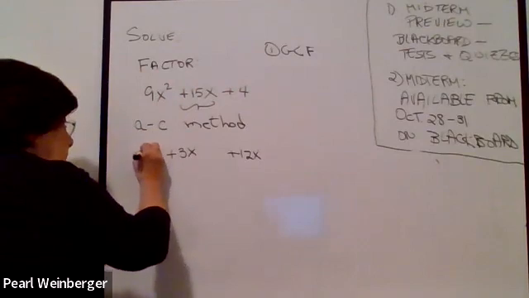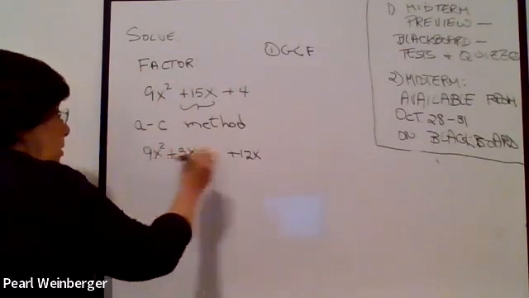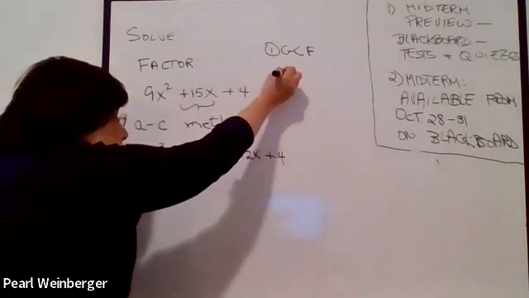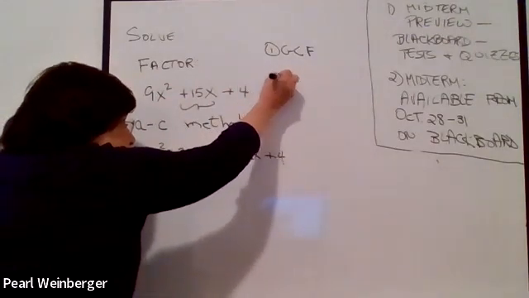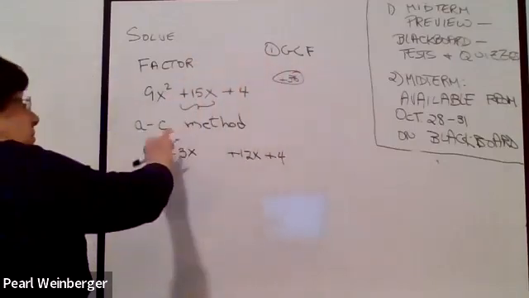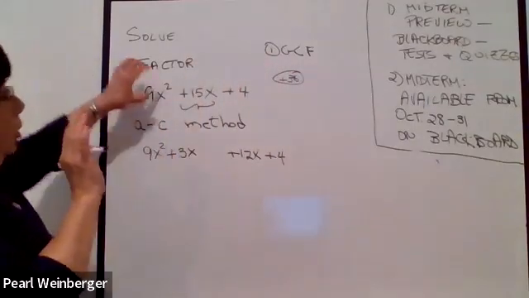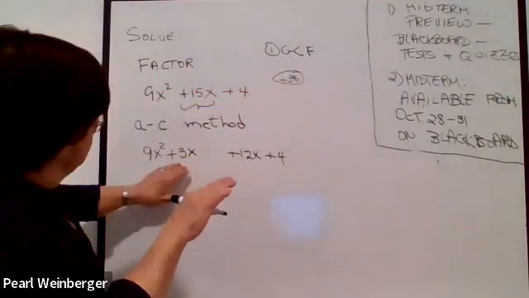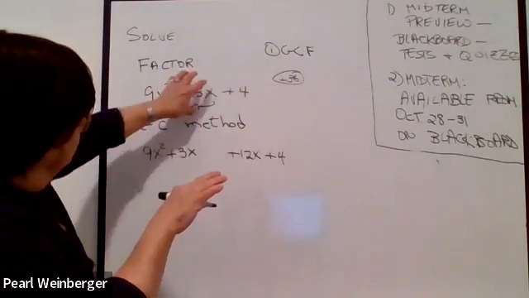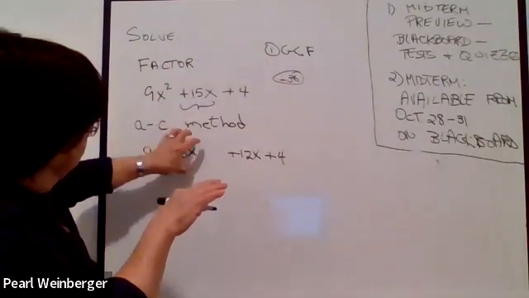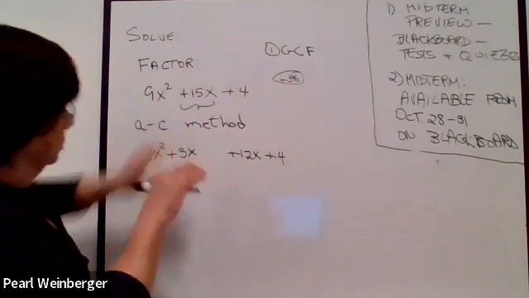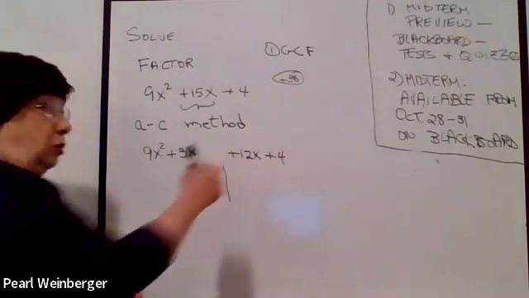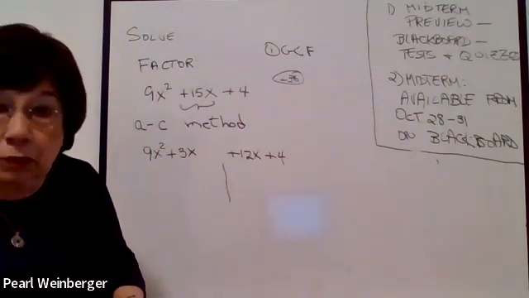We bring down the 9x squared. We bring down the 4. Notice, not the 36. Let me just put the 36 over here because that's just to remind us that was the AC. The only thing we needed this 36 for was to make sure we're breaking up the middle term into the proper 2 terms. Now, since we now have 4 terms, we can use the grouping method.